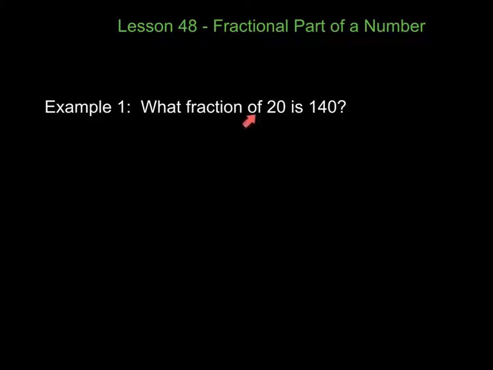The next key word is of. Anytime you see the word of, you need to put a multiplication sign. The last key word is is. Wherever you see the word is, you need to put an equal sign.